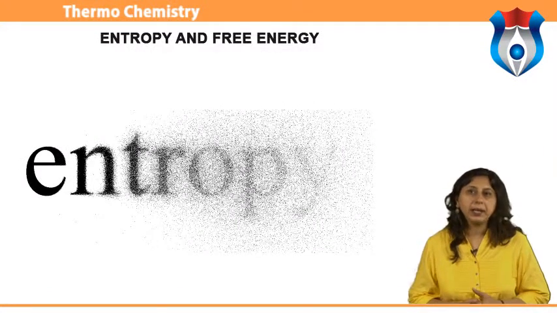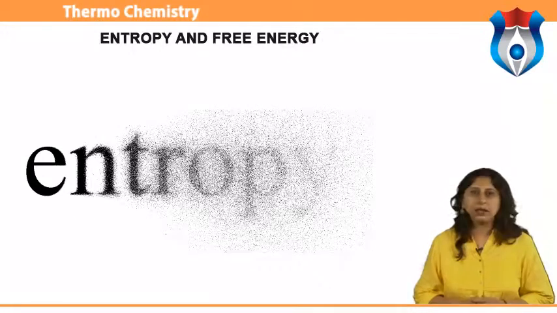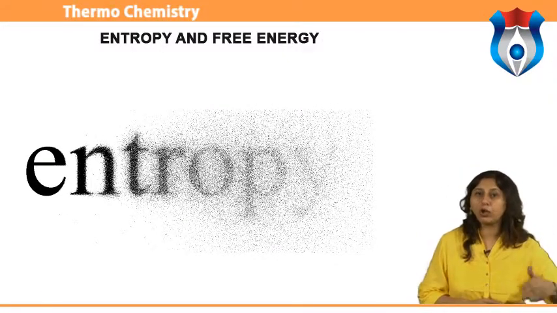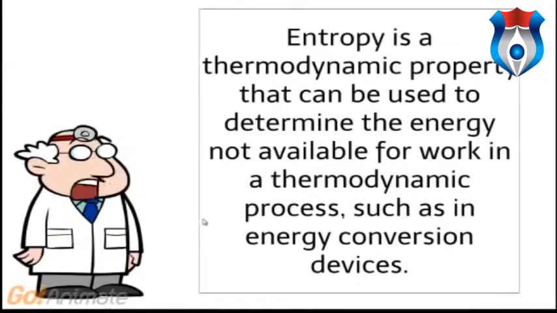the last century by Clausius and Thomson, following Carnot's earlier observation that like the fall or flow of a stream, entropy is a thermodynamic property that can be used to determine the energy not available for work in a thermodynamic process, such as in energy conversion devices, engines.